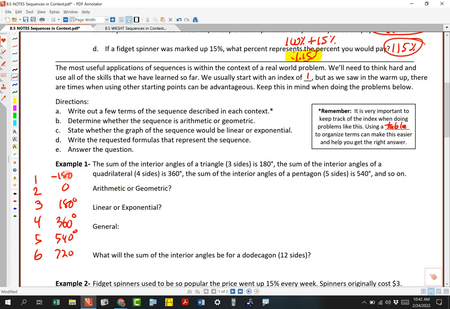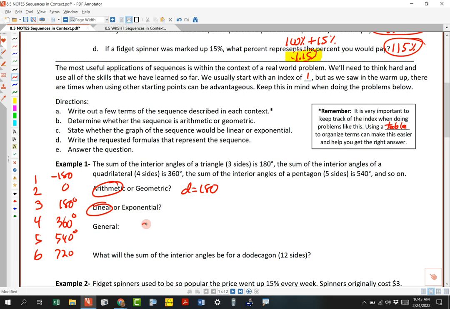Okay, let's pause right there. Is that enough to say whether it's arithmetic, geometric, or neither? Yes. I see some shaking heads. Okay. Isaac, what do you think it is? Arithmetic. Can you tell us why you think it's arithmetic? Same amount every time. So we have a fancy name for that. We call that the common difference. Common difference is 180. Okay, Allie. Linear or exponential? Linear, because linear always goes along with arithmetic.